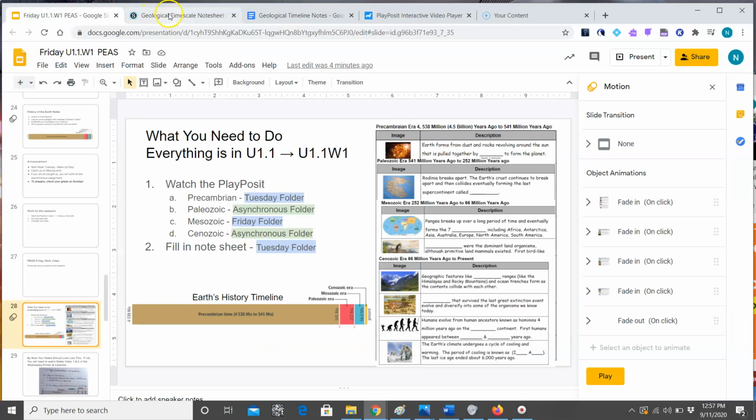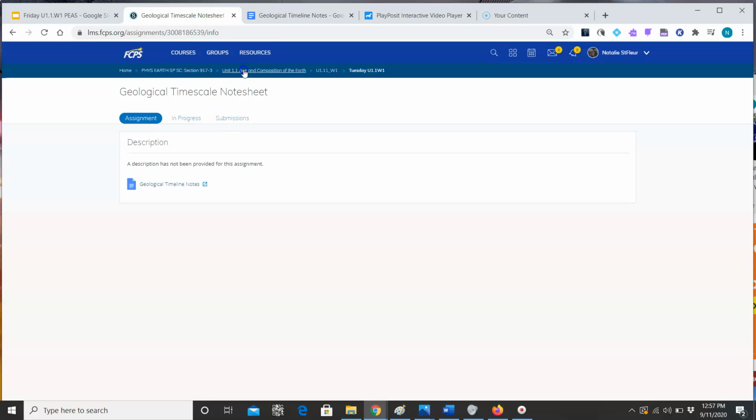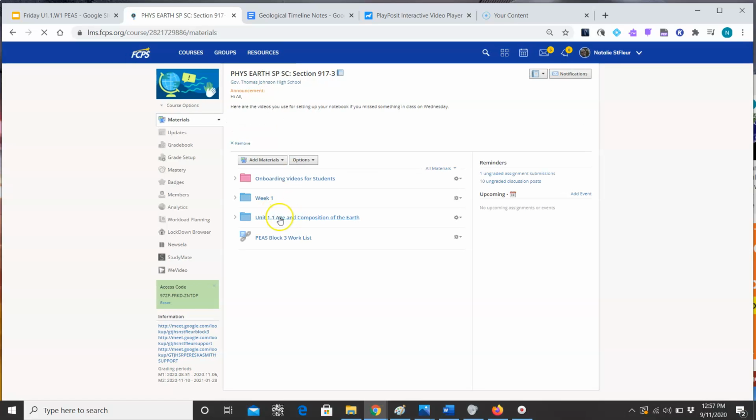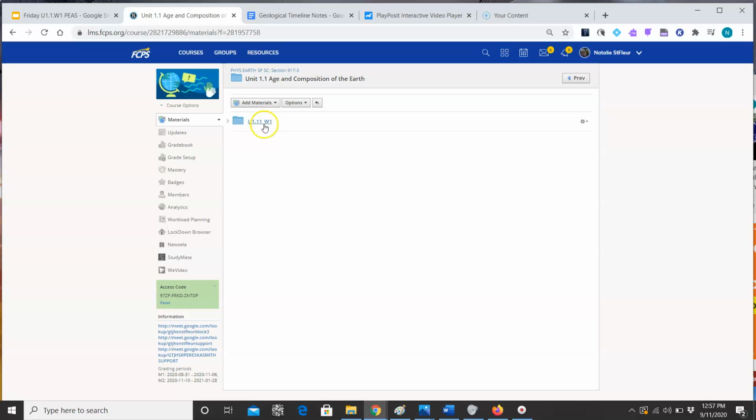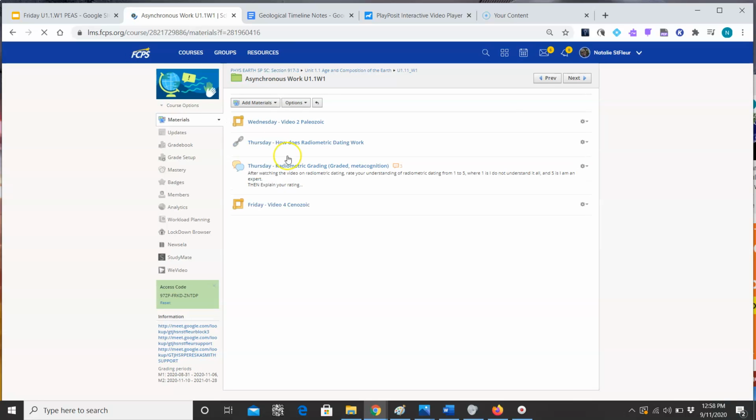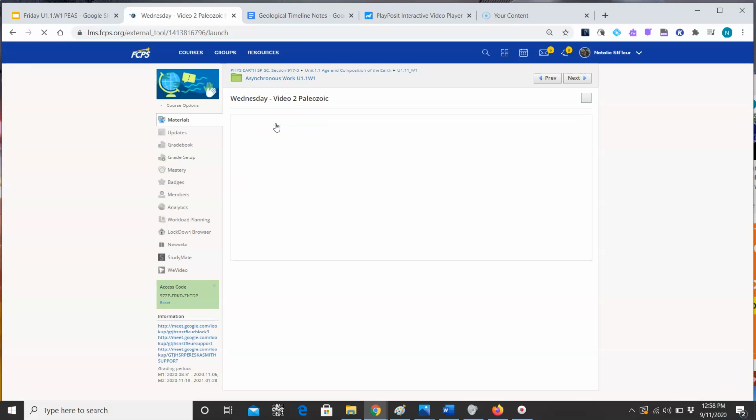So after you get those notes filled in for Tuesday, now you need to go to the Paleozoic, and that's in your asynchronous folder. So let me show you where to get those. So let me go right back out so you can see it. If we go back into Unit 1, Unit 1.1, Week 1, and then asynchronous work. So for this week, all of your asynchronous work is here. So if you click on that, Paleozoic is here. It's video number 2. So you would watch that.